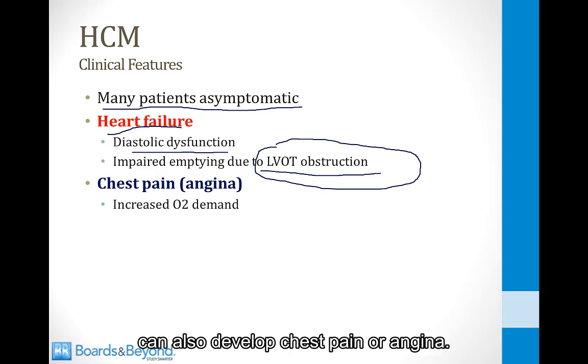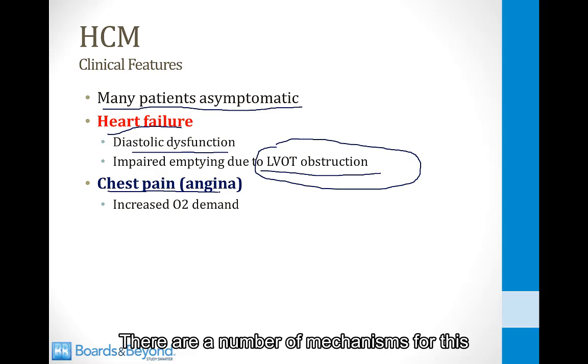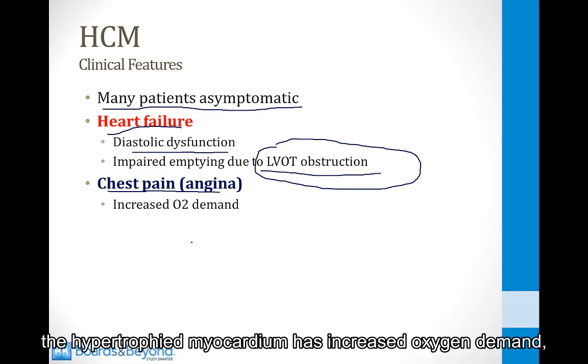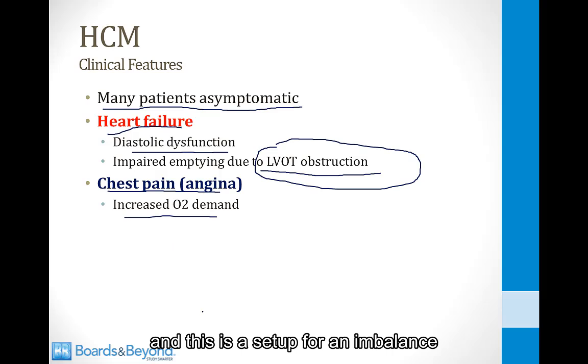Patients with this disorder can also develop chest pain or angina. There are a number of mechanisms for this, but one of them that is important for you to know for step one is that the hypertrophied myocardium has increased oxygen demand, and this is a setup for an imbalance in O2 supply and demand.